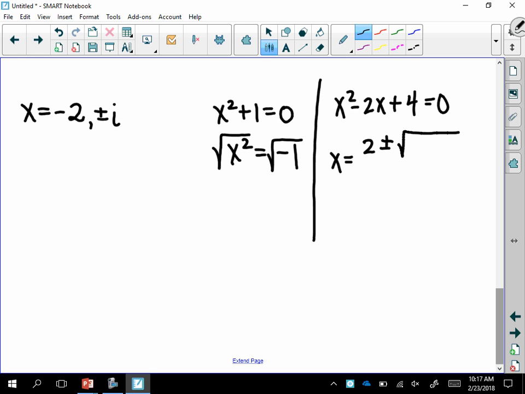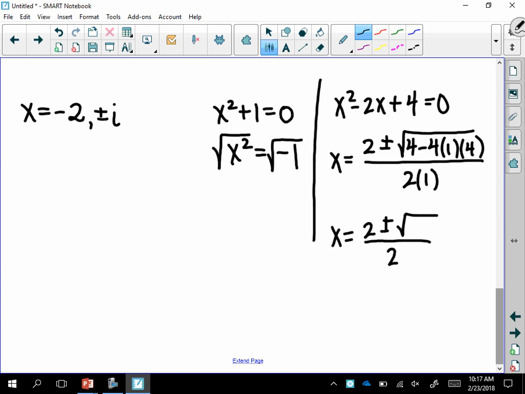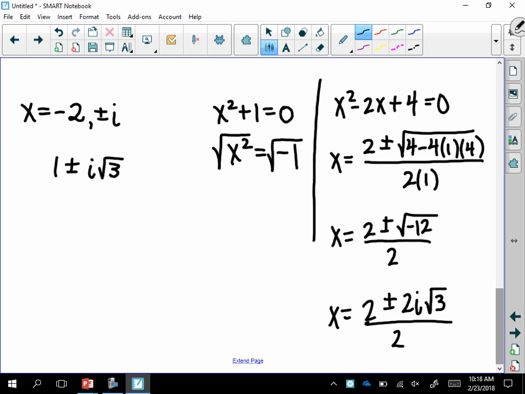So negative b plus or minus the square root of b squared minus 4ac all over 2a. And for that discriminant, what do we get? Negative 12. A factor of 12 would be 4. So that's going to be plus or minus 2i times the square root of 3 all over 2. And then we can reduce it because 2 goes into all 3 of those values. So we'll get 1 plus or minus i times the square root of 3. And there would be our zeros for that polynomial. So we can't forget methods of factoring when we can use those.